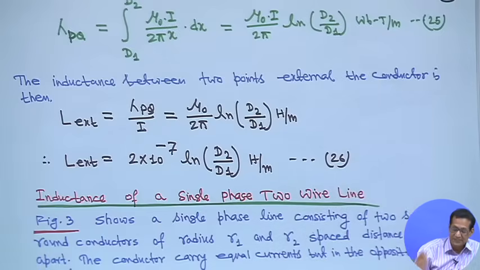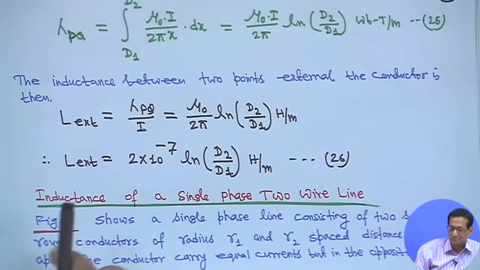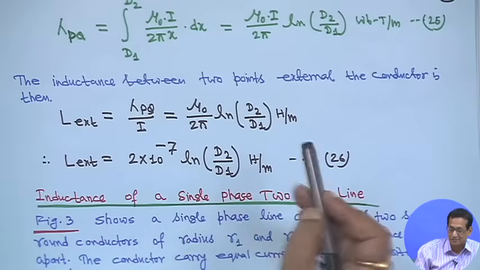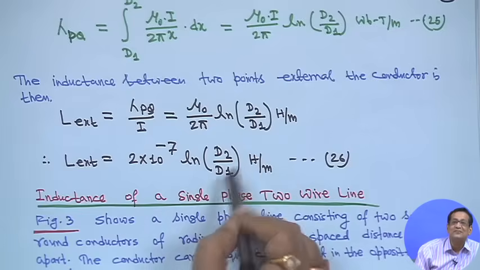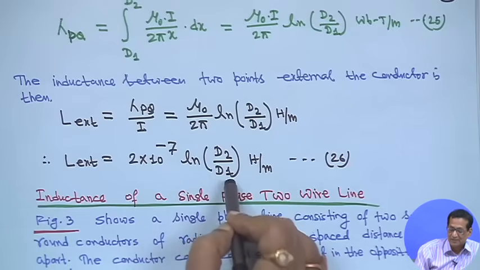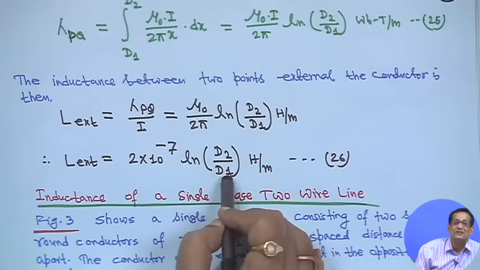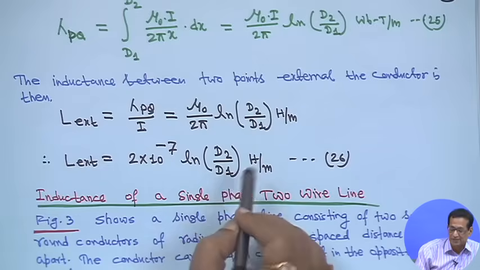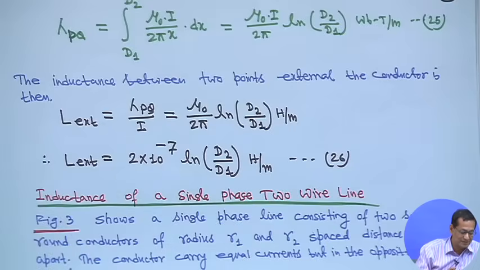So in this case we can see that L external depends on both the distances d1 and d2. Later we will see how things happen from the center of the conductor to some distance d, but if you have 2 points d1 and d2, L external is a function of both distances. It is dependent on the distances d1 and d2. Later we will see how we simplify further.